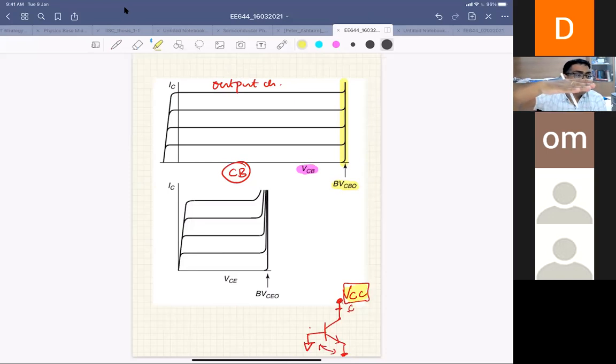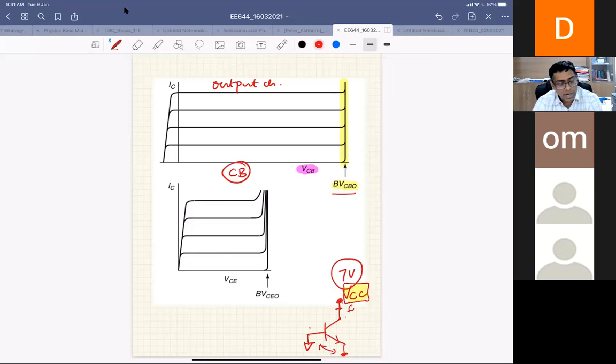If I'm telling you this transistor is operating at 3 volt, or 5 volt, or 7 volt, I'm talking about VCC. So this VCC will be determined by the BVCBO. If I need a VCC of 7 volt, that means your BVCBO should be more than 7 volt, or at least 1.5 to 2 times that. When you're talking about 7 volt of operation, your BVCBO should be around 12 to 13 volt.